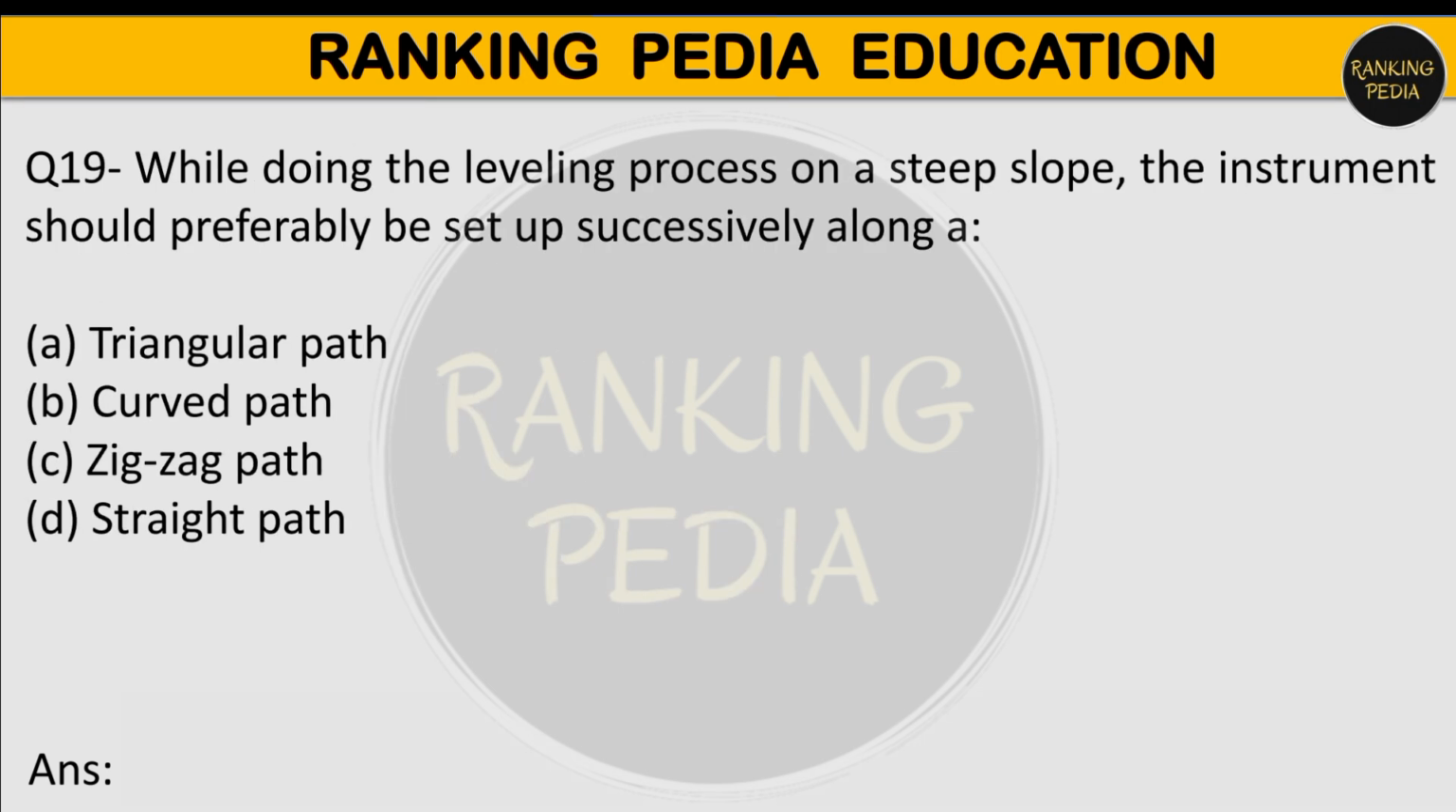Next question is, while doing the leveling process on a steep slope, the instrument should preferably be set up successively along a. Your options are triangular path, curved path, then zigzag path, and your last option is straight path. So while doing the leveling process on a steep slope, the instrument should preferably be set up successively along a zigzag path. Option number D is correct.